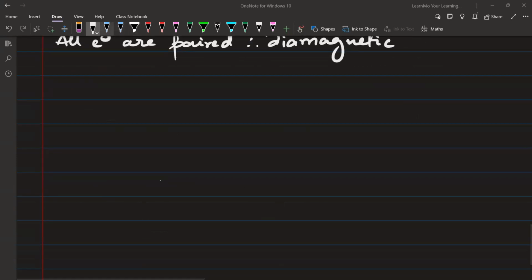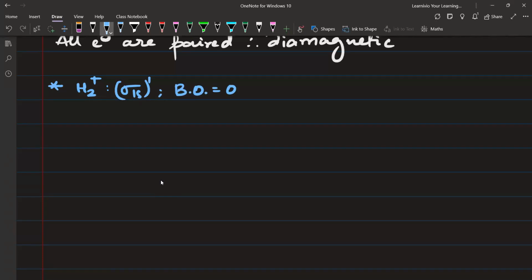This is just a side note. If you remove one electron from H2, then it will be H2 positive. In that case, the sigma 1s1 will be present. Sigma 1s means there will be one electron. In that case, the bond order will become half, and this will become paramagnetic.